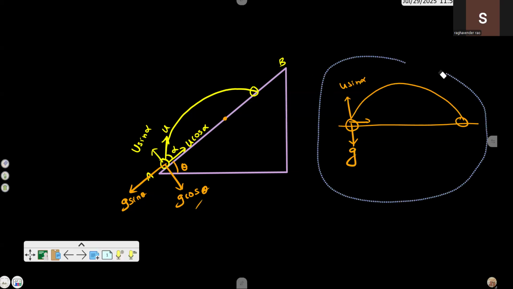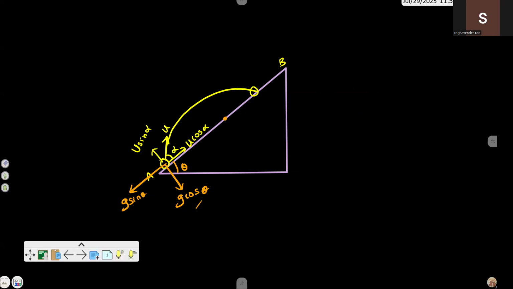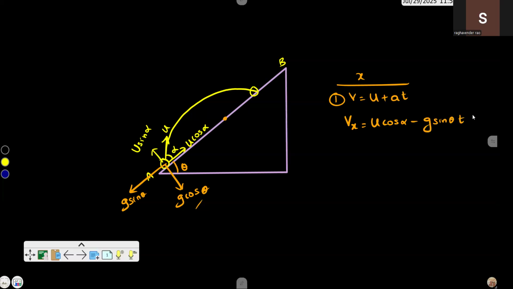Next, let us write the equations for this. What are the equations that can be written? Let us write the equations along the x-axis. We have three kinematic equations, the first being v equals u plus at. Velocity in x-axis equals initial velocity in x-axis, u cos alpha, minus g sin theta into t. Why? Because if I take this axis as positive, the opposite one would be negative. So that would be g sin theta into t.